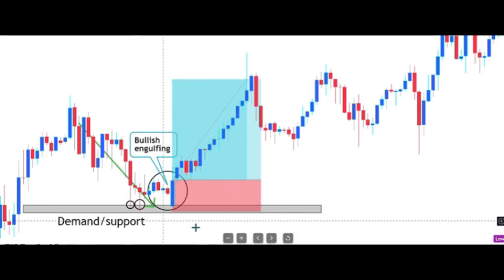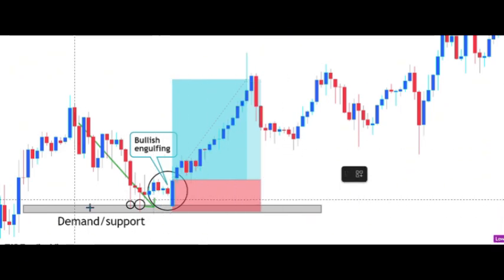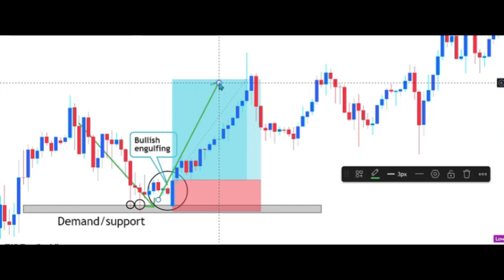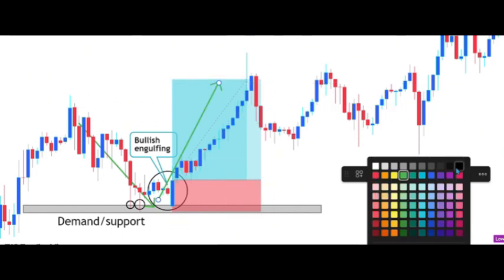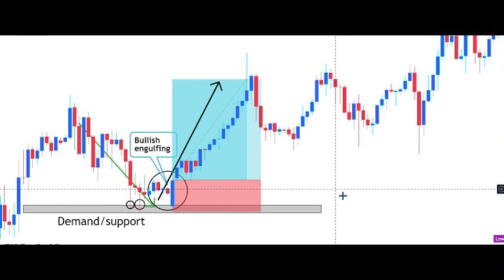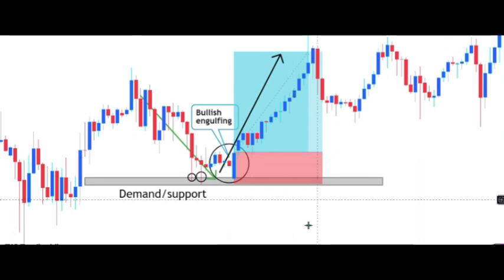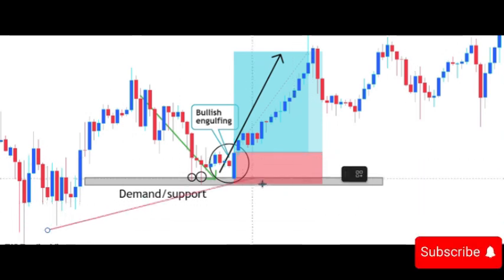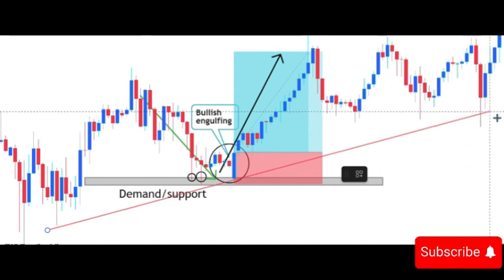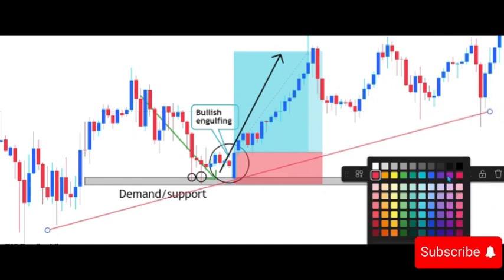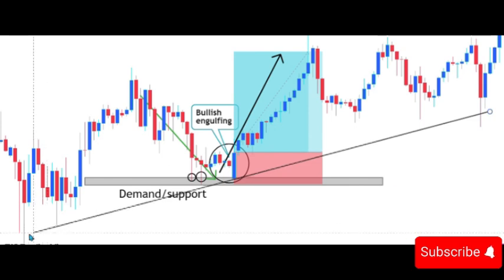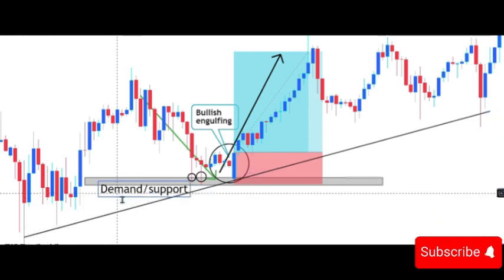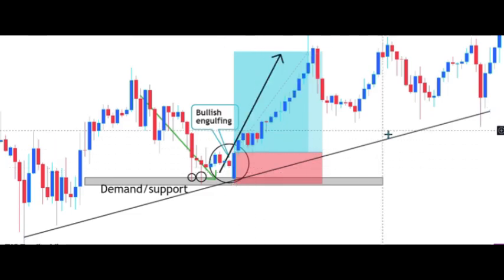As you can see, the trend reversed from the demand zone to the upside. This bullish engulfing candlestick pattern can be more useful if you use it in confluence with support areas and also trend lines. If it bounces off a trend line, it is also very useful. Like in this case, if you had a trend line running across here, you would have more confluence, reacting to this zone to the upside.